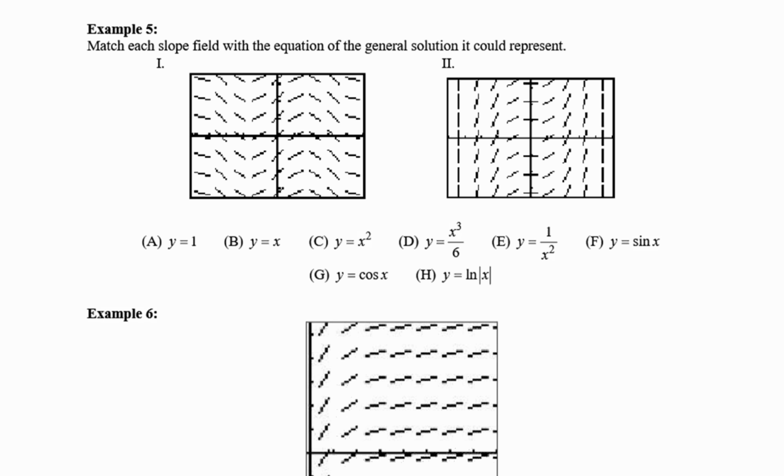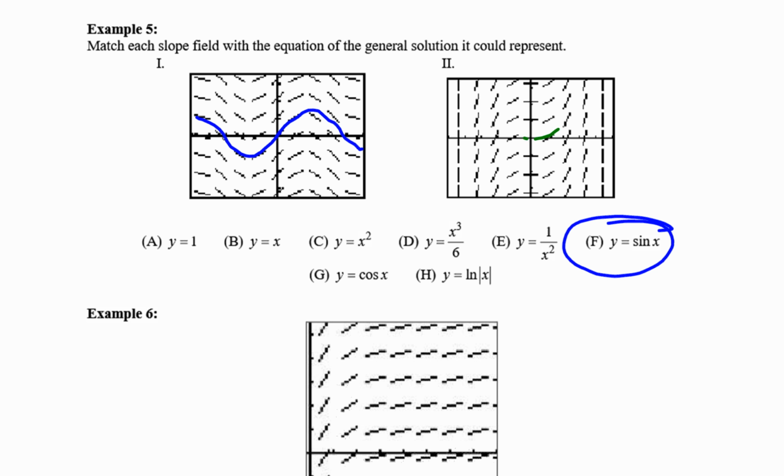All right, so now we get something a little bit different. We see the graphs, and we have to match the equation of the general solution it could represent. So if we just pick somewhere to start, maybe here, we kind of graph it, we follow along the lines. What does that look like? Looks like sine of x to me. Okay, so that general solution could be sine of x.